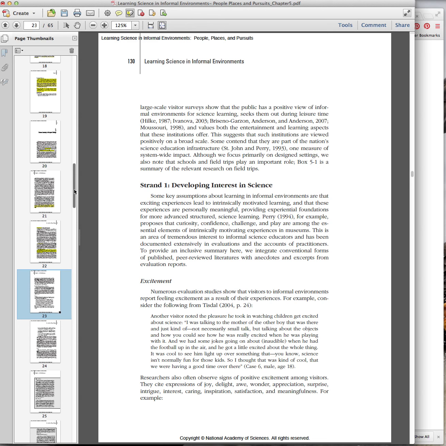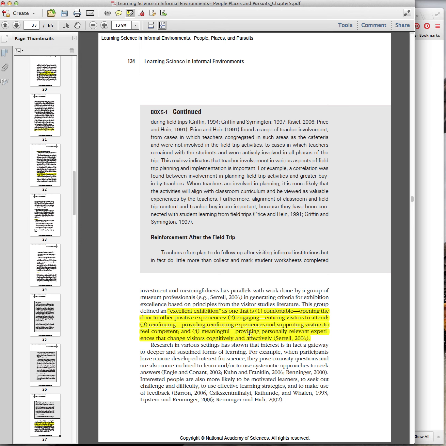Then you get into the section on interest, and the question I want you to answer is, how does the interest develop? Where do museums fit in the development of interest? They have a breakout box here, but you're going to finish your reading on interest first. I want to point out that they say, what is an excellent exhibition? Okay, so they say that this is true. What research in this section then supports this claim? Okay.